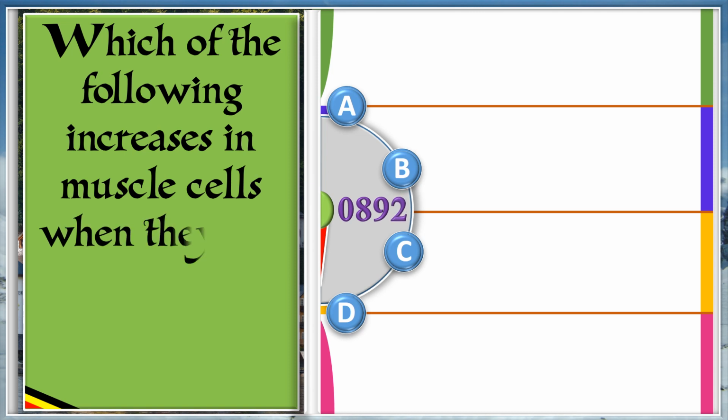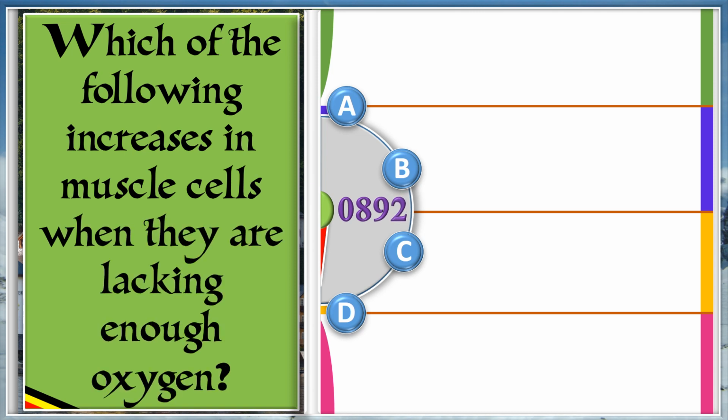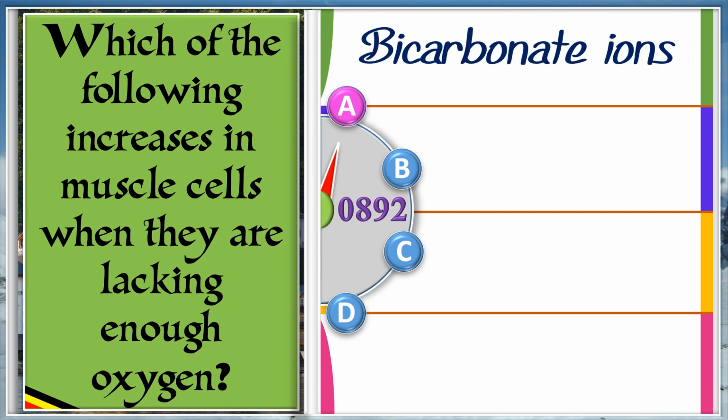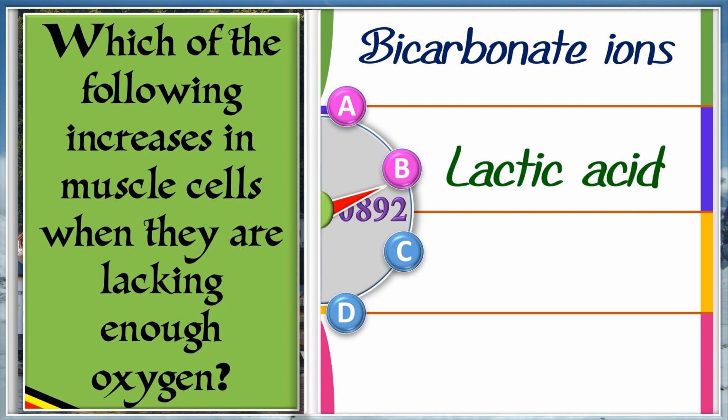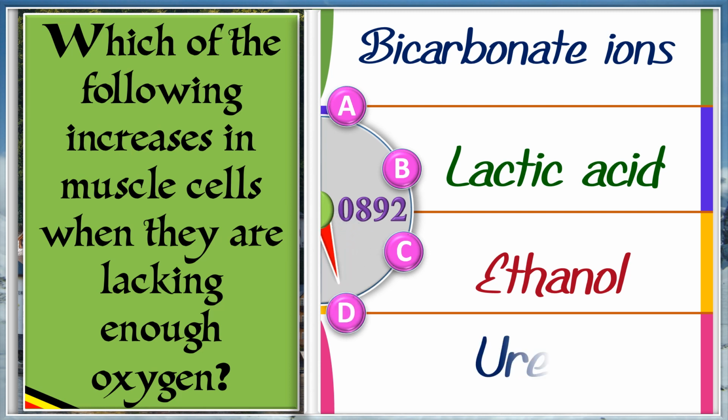Which of the following increases in muscle cells when they are lacking enough oxygen? A. Bicarbonate ions. B. Lactic acid. C. Ethanol. D. Urea. And the answer is B. Lactic acid.